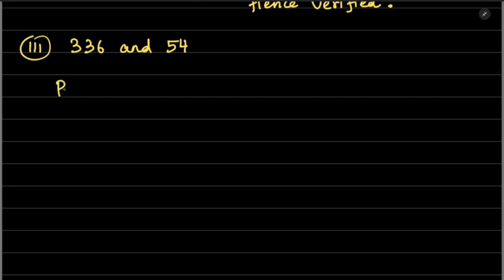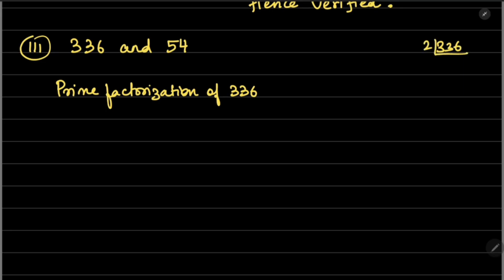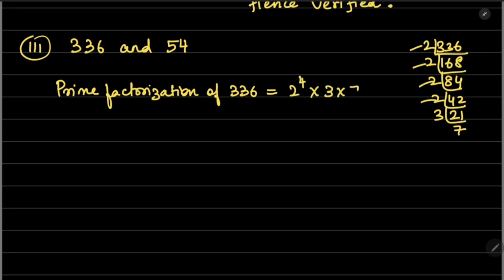So first let's do the prime factorization of 336. So 336, start with 2, 2 ones are 2, 2 6s are 12, 2 8s are 16, again 2, 8, 4, again 2, 4, 2, 2, 1, and then 3 and 7, right? So the prime factorization of 336 will be 2 raised to the power 4 multiplied by 3 multiplied by 7.